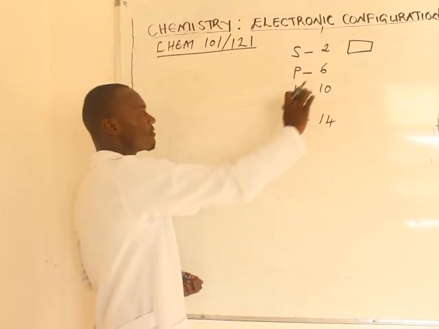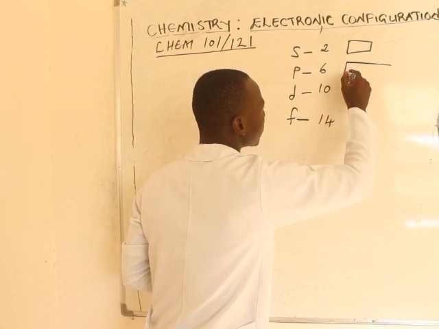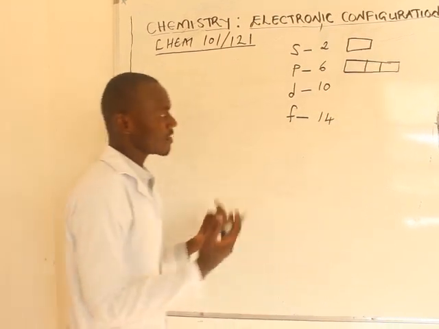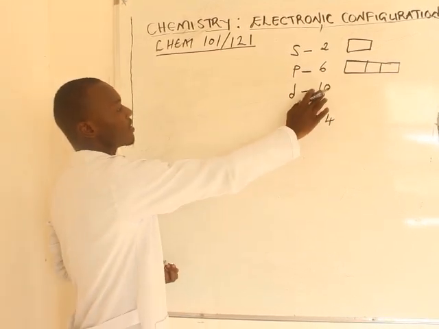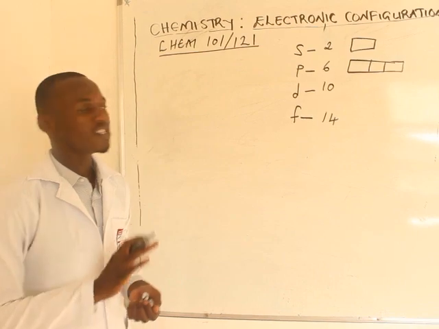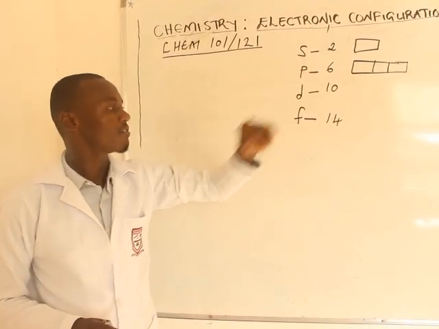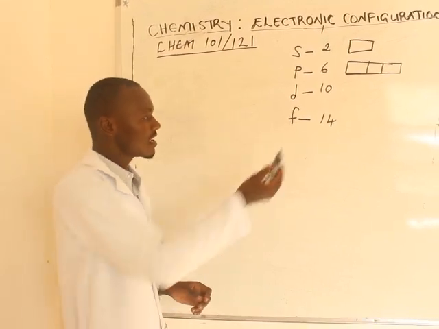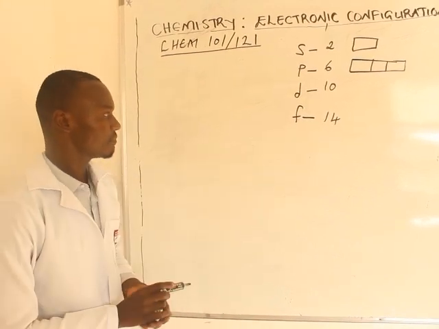If you have 6 electrons, it means you simply need 3 orbitals, because at the end of everything, you need to pair those electrons. So if you have 10 electrons, it means on the d block, you simply make sure that you have 5 orbitals. Then on the f part, you indicate 7, because when you divide by 2, you have 7.